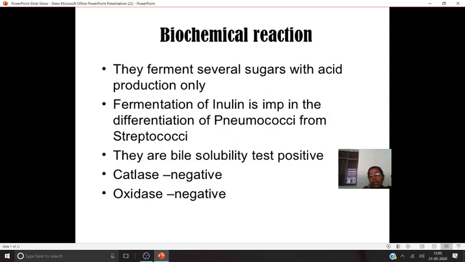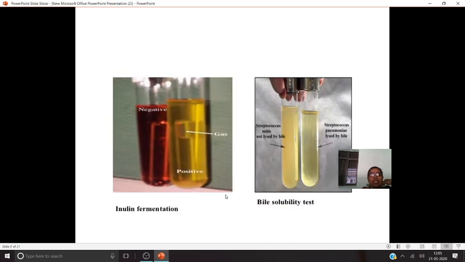Then what are the biochemical reactions of the pneumococci? They ferment several sugars with acid production only. The fermentation of inulin is very important in the differentiation of the pneumococci from streptococci. Their bile solubility test is positive. If you are using catalase as a test, it is negative. If you are using the oxidase enzyme, it is a negative test. These are the biochemical reactions.